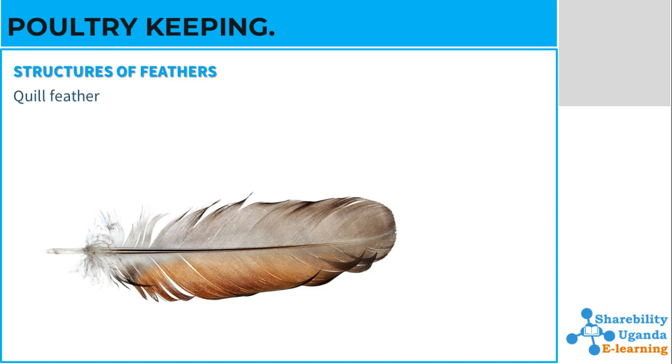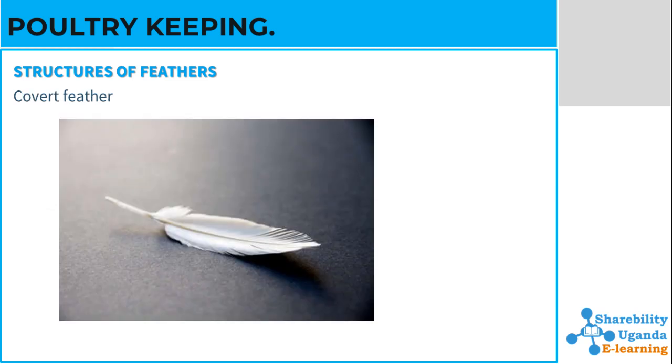Different types of feathers. We have quill feather, we have down feathers, we have falcon, and we have amongst others. So this is the structure of a quail feather. This is its physical appearance, how it looks like. And this is the covert feather.